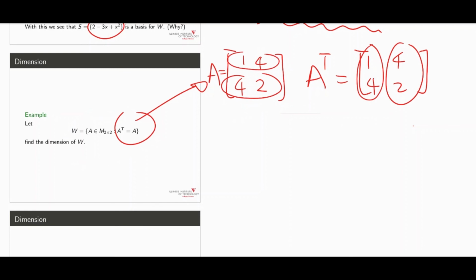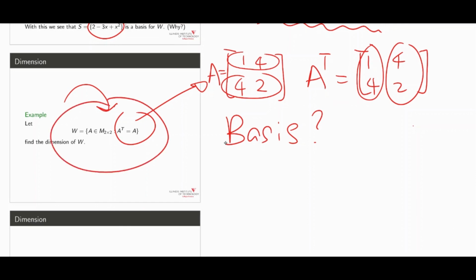Right. So what is the dimension of the set which consists of all the symmetric matrices of size 2 by 2? How do we do that? Well, we have to find a basis. So how do we find a basis? Well, we have to find something that spans this space. All right, so look at the property for symmetric matrices.